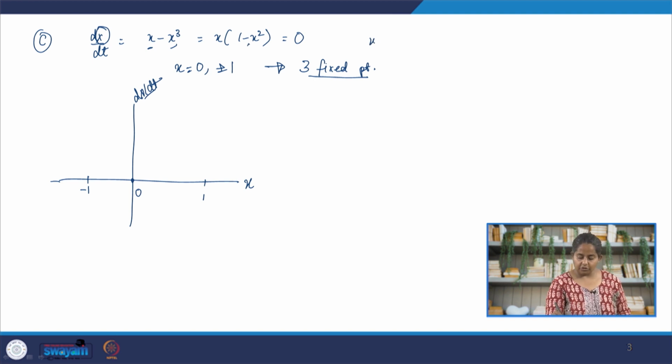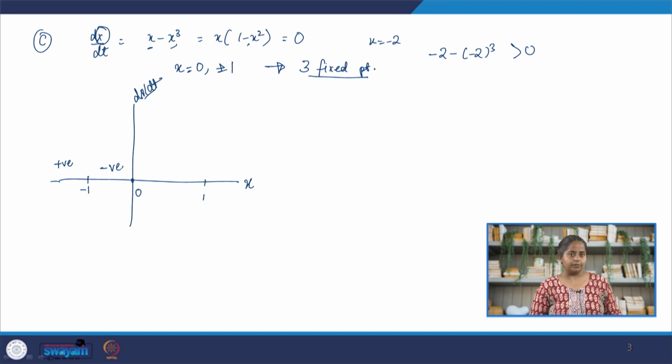So if you put in x equal to minus 2 in this, what you get is minus 2 minus minus 2 cube, and you will get a value which is bigger than 0. So you know here it is positive. Similarly, you can find that here it is negative between minus 1 and 0. Now what happens between 0 and 1? You can take a value of x between 0 and 1 and then figure out what the sign would be, and the sign will be positive, and here again it will be negative. So your plot looks like this.